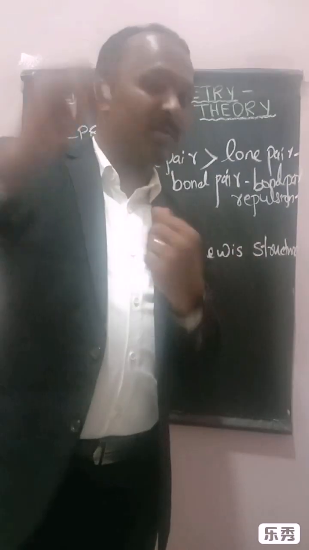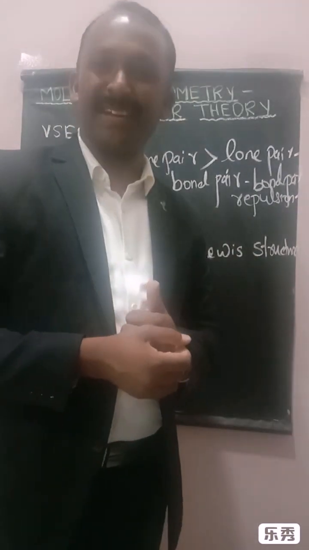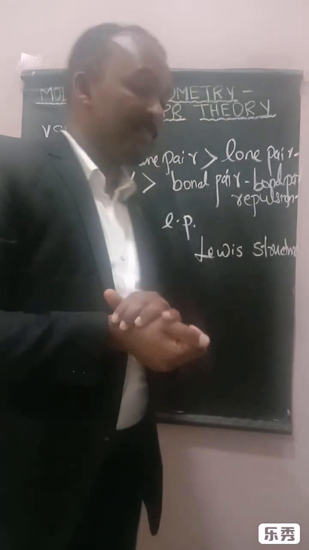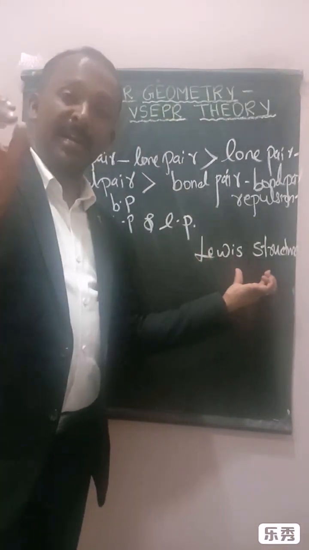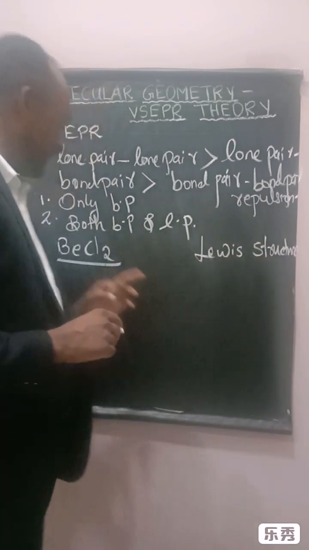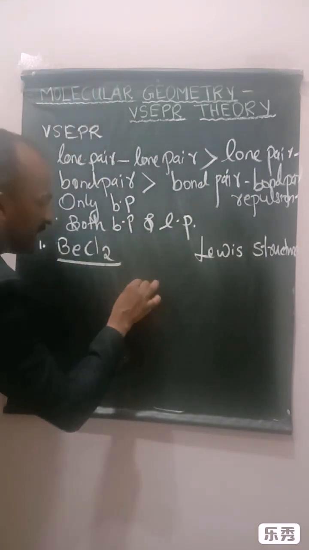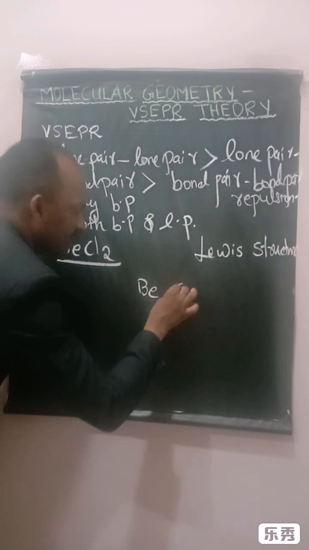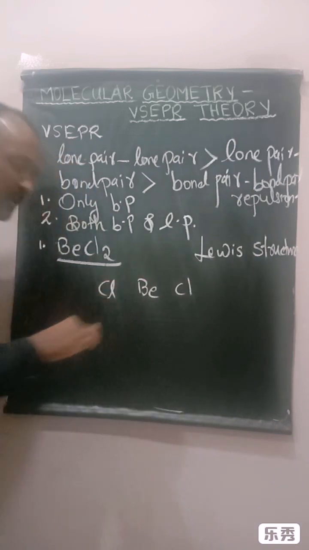To draw the Lewis structure of the molecule, there are certain rules. According to the first step, first of all, we have to write the skeletal structure of the compound using chemical symbols next to one another. For example, in the case of beryllium chloride, the beryllium atom is the central atom, this is a chlorine atom, and this one is another chlorine atom.